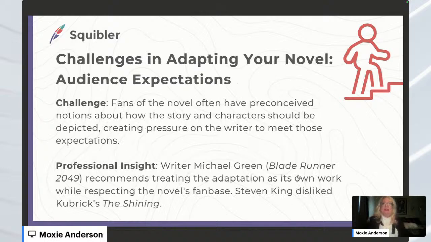Another challenge can be audience expectations. We talked a little bit about this already, but fans have preconceived notions about how the story and characters should be depicted. This is going to create pressure on the writer to meet those expectations. Writer Michael Green, who wrote the Blade Runner sequel, Blade Runner 2049, recommends treating the adaptation as its own work while you respect the novel's fan base. And I was thinking as I was working on this webinar about how Stephen King so famously disliked Stanley Kubrick's The Shining, but that film is celebrated and the script is celebrated despite Stephen King's reservations about the adaptation.